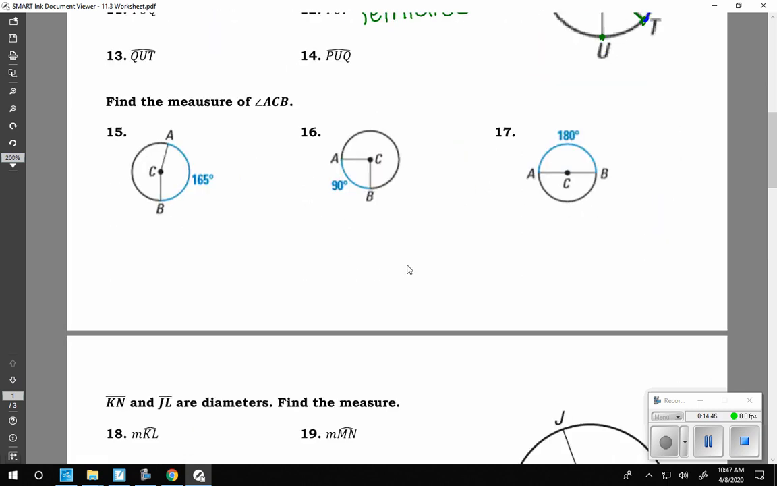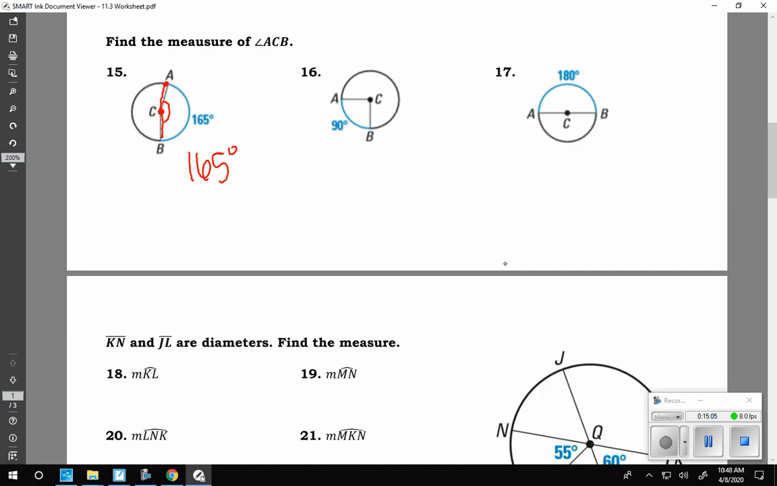Find the measure of angle ACB. So measure of angle ACB, I want to know this angle measure. That's 165 degrees because that's what the measure of the arc is. All right, so not too bad.